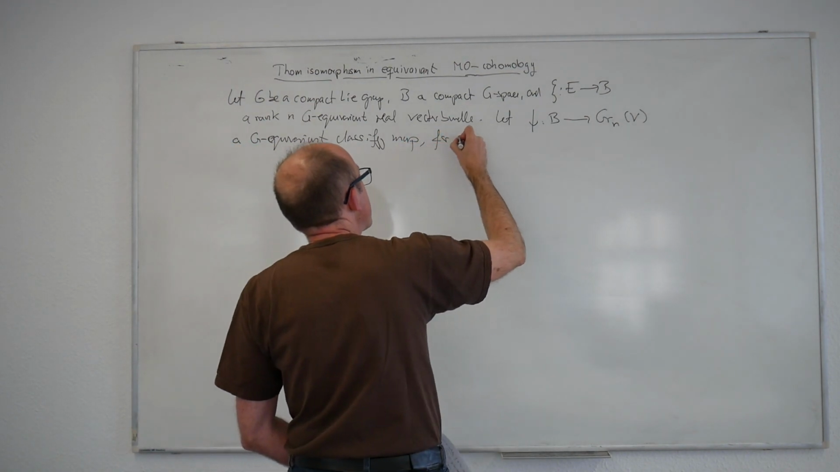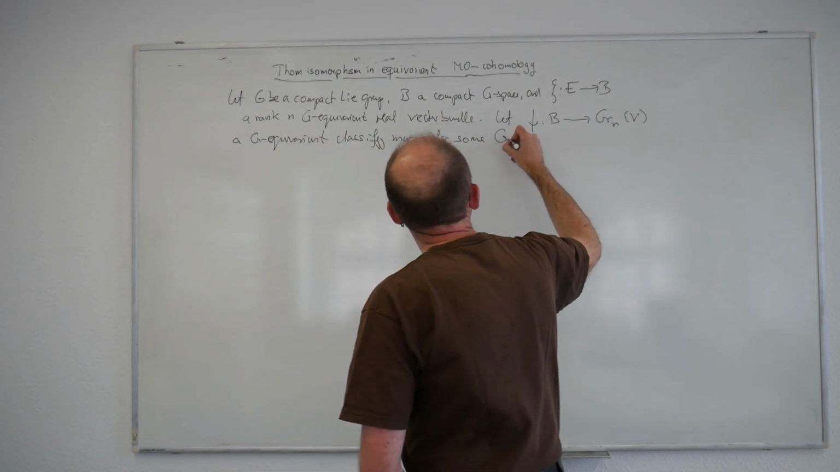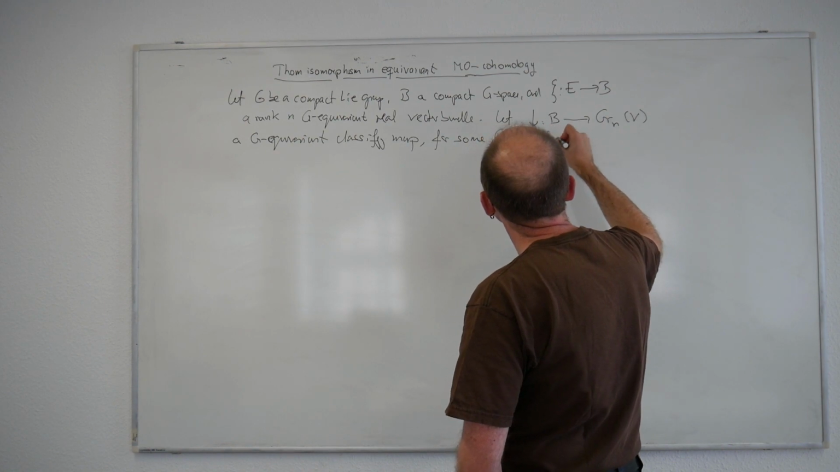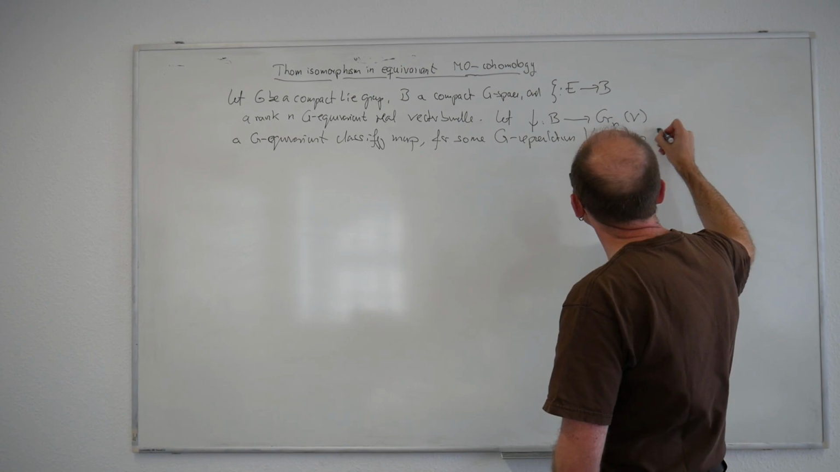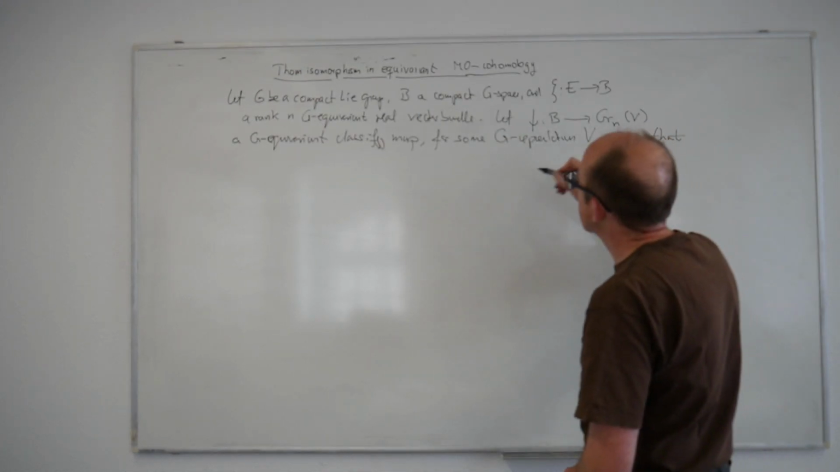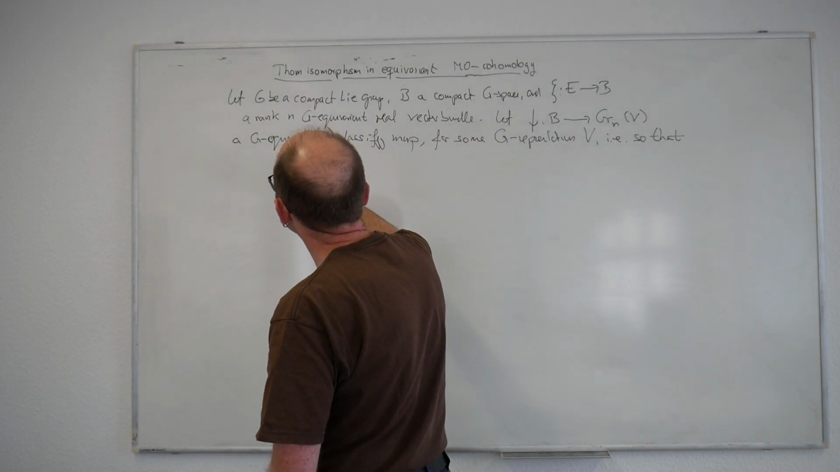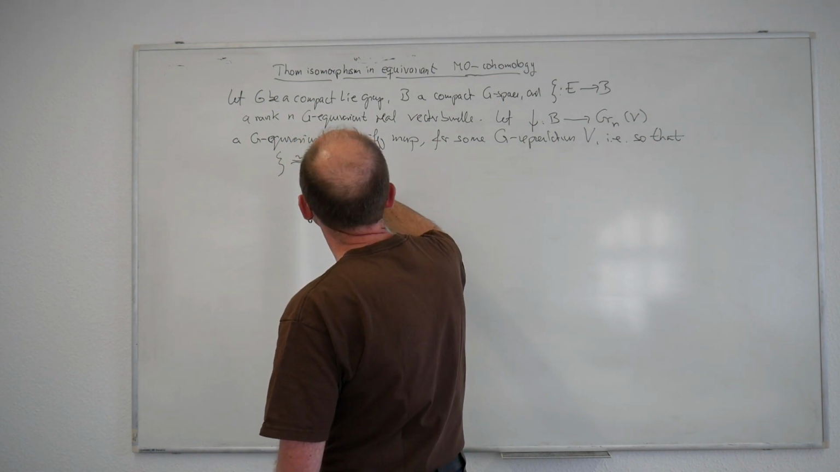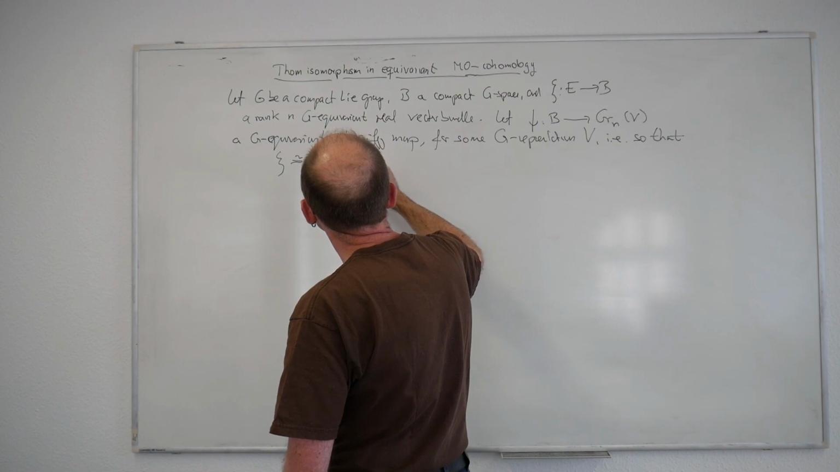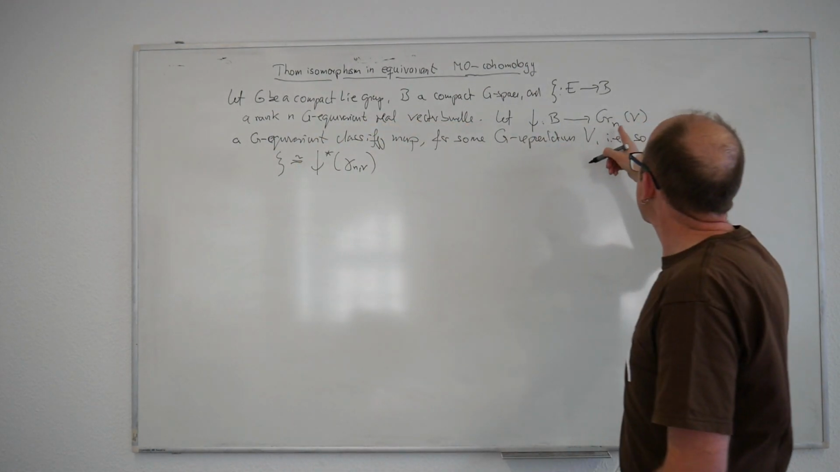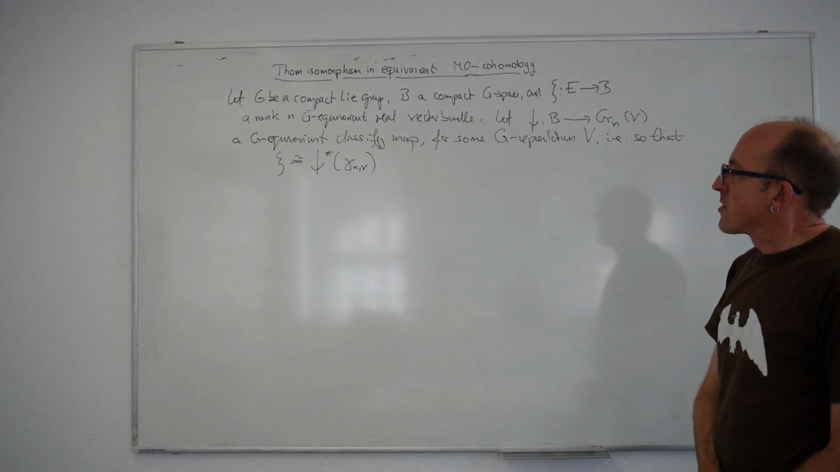for some G-representation V. What does this mean? It means that ξ is isomorphic to the pullback along this map, ψ upper star of the tautological n-plane bundle, the equivariant vector bundle over this Grassmannian.